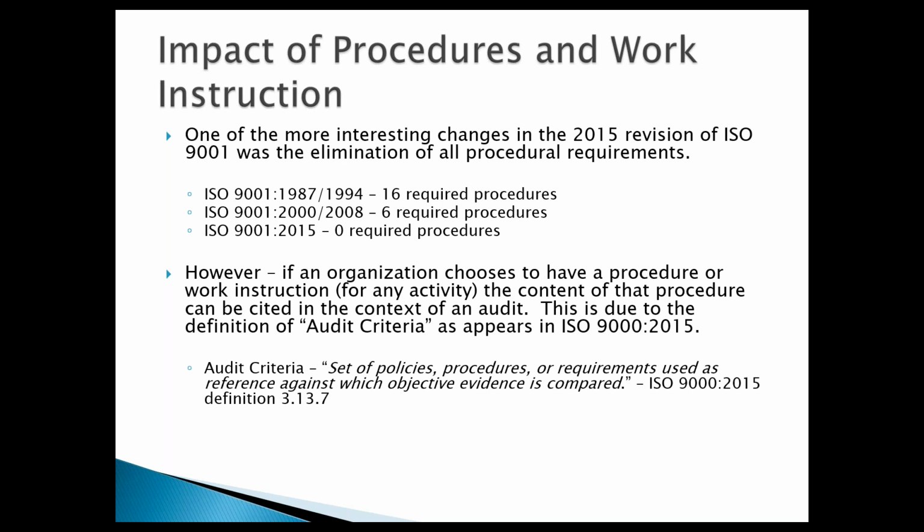Now, one thing I always like to point out about ISO 9001 is that the 2015 revision has completely eliminated procedural requirements. If you go back to the first and second editions of ISO 9001, there were actually 16 required procedures for a wide variety of things. When the 2000 and 2008 versions, the third and fourth editions, were published, that was trimmed to 6 required procedures. Now, with the 2015 revision, there are no required procedures. So the organization is allowed to decide for itself what it means to have control over its activities.